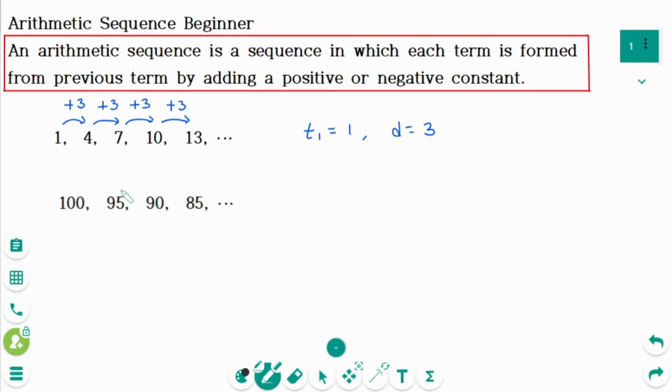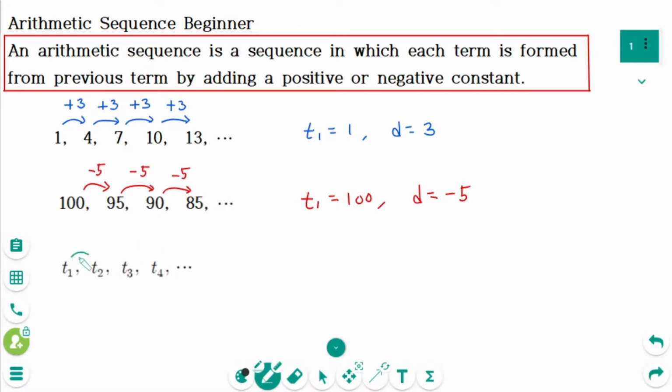In this sequence, 100 minus 5 equals 95. 95 minus 5 equals 90. 90 minus 5 equals 85. The first term t1 equals 100. The common difference d equals minus 5.